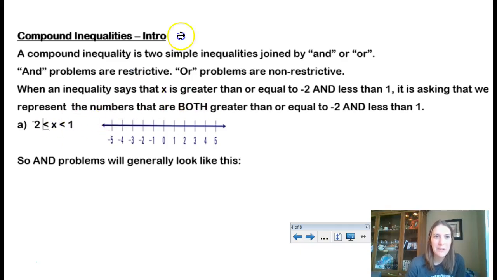We call these sandwich problems because after a little bit of algebra, the variable is like sandwiched in between two inequality symbols.